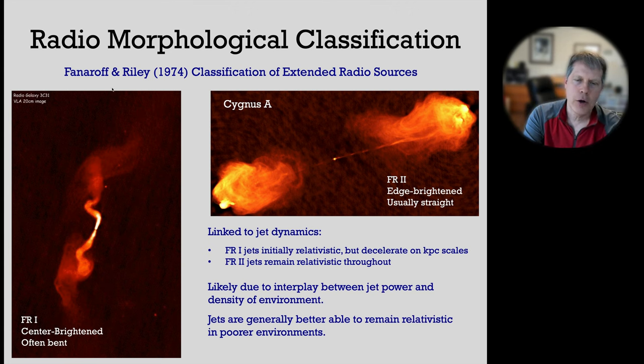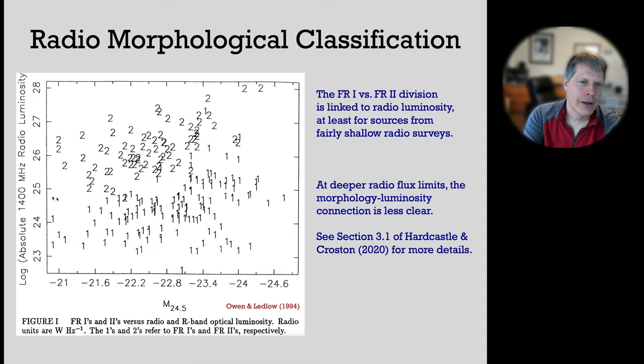But Fanaroff and Riley noted something else remarkable as well. They noted that the FR2 radio galaxies tended to be substantially more radio-luminous in general than the FR1 radio galaxies. And this plot here shows a later version of essentially what they noted. So the FR1 versus FR2 division, which again is a morphological division, also appears to be linked to the radio luminosity, at least for sources drawn from fairly shallow radio surveys.